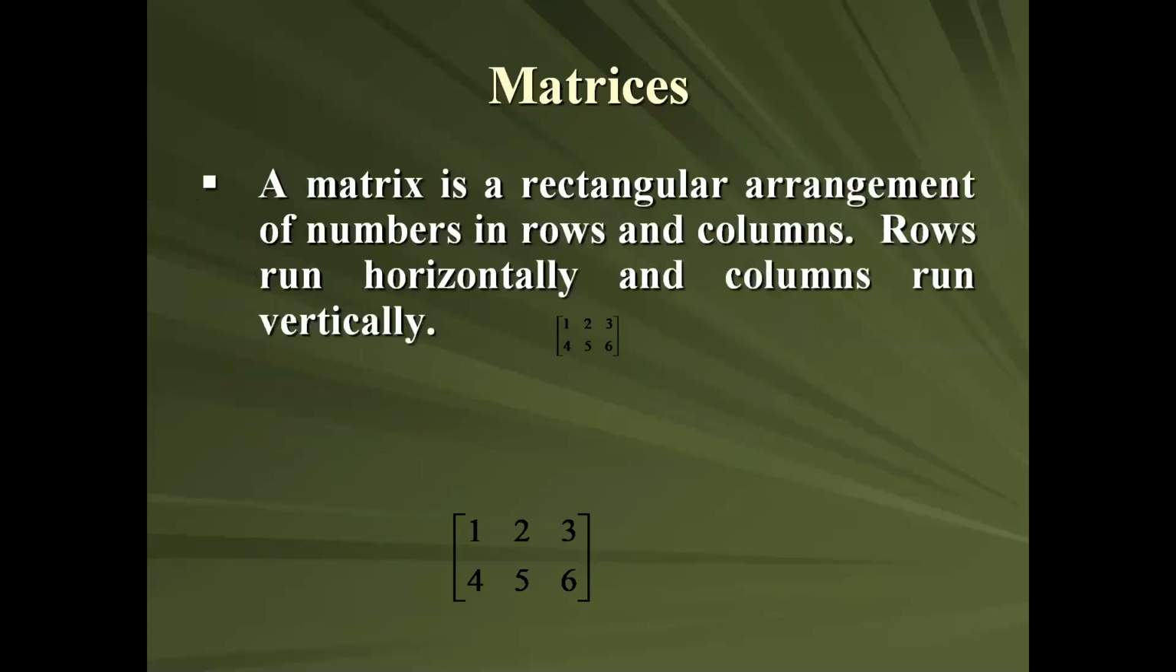A matrix is a rectangular arrangement of numbers in rows and columns. So what Shruti and Jean had said is combined in this line. A matrix is a rectangular arrangement of numbers in rows and columns. Rows run horizontally and columns run vertically. I hope you know what horizontal and vertical mean.